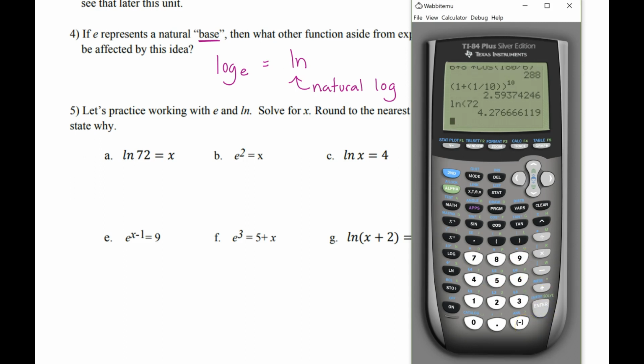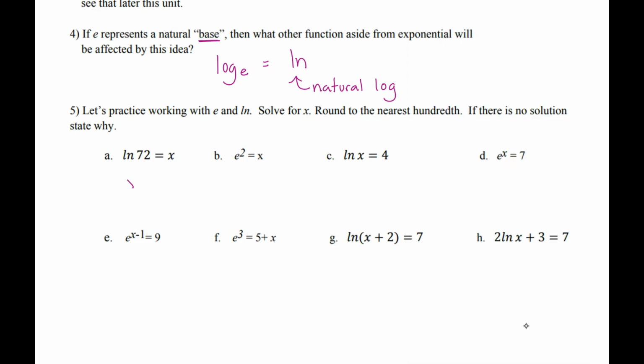So we get 4.276, and the 6 makes the 7 round to 8. So 4.28.